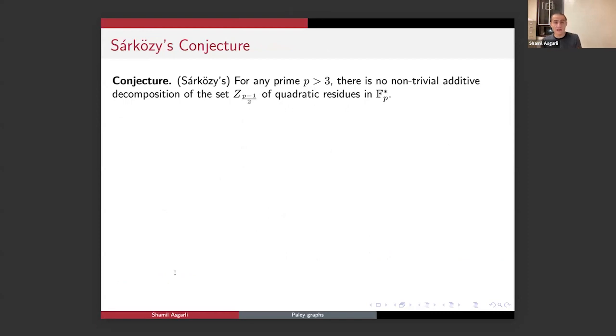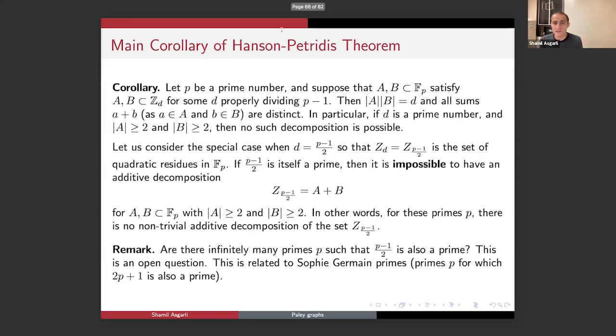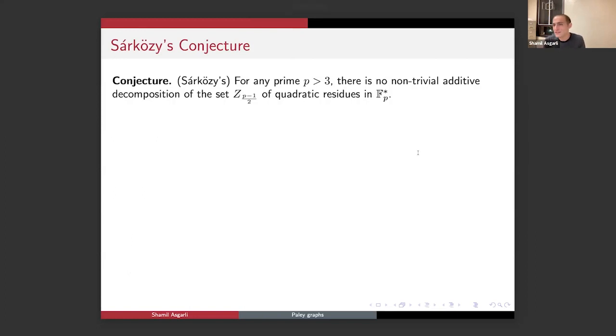So let me mention Sárközy's conjecture. Sárközy conjectured that for any prime P bigger than 3, there's no non-trivial additive decomposition of the set of quadratic residues. Hanson and Petridis proved it in the case when (P minus 1)/2 is prime, but in general, there's no reason for (P minus 1)/2 to be prime. In fact, (P minus 1)/2 is usually not prime.